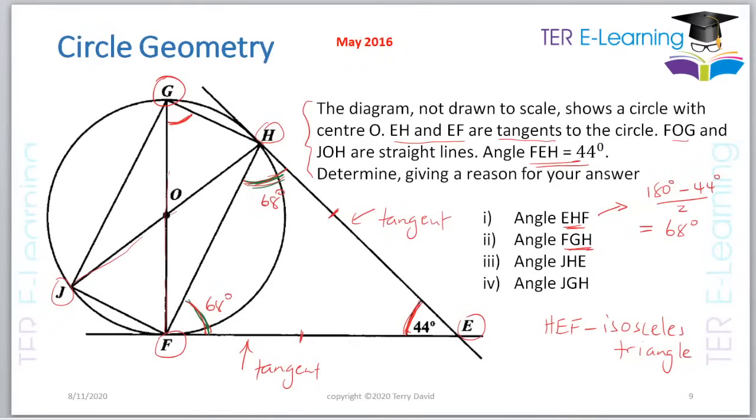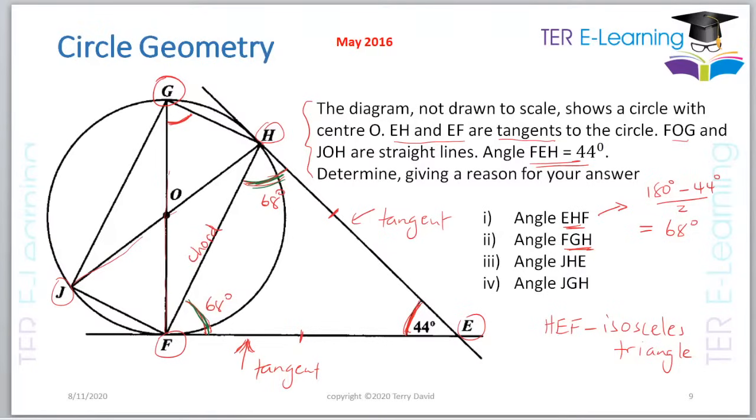So the question, let's look at something carefully, because the diagram could be a little confusing. We know that this here is a tangent. We also know that this line FH here is a chord.